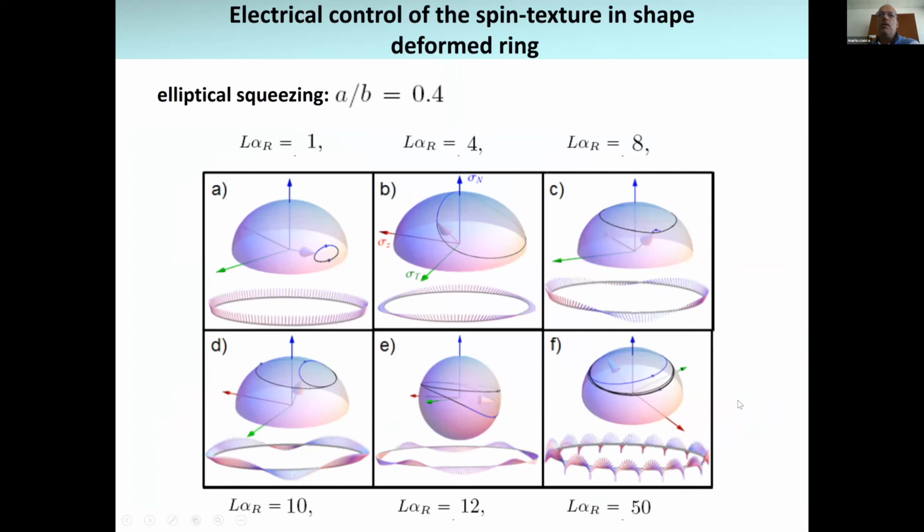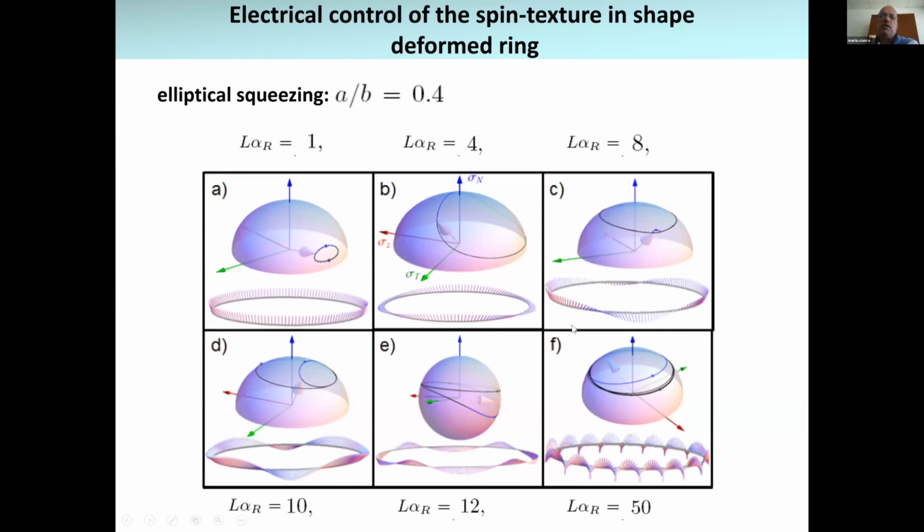So this is more or less what you will have if you change the spin-orbit coupling, or you scale the length and the spin-orbit coupling increasing in this direction, and more and more, here with a strong squeezing. So you see that when the curvature is dominating, spin is strongly out of plane, and then when you increase it, it becomes more in plane.